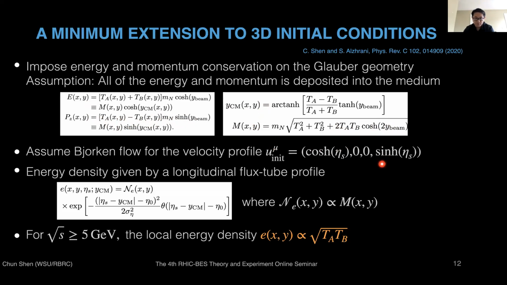Further, we don't want to introduce any parameters. We still assume the velocity profile in the longitudinal direction to be the Bjorken flow, and the energy density profile is a flux tube along the longitudinal direction. Through these assumptions, the normalization of the energy density profile, which is usually a free parameter in the model, is directly linked to the invariant mass and constrained by total energy conservation. So it's not a free parameter anymore. For 5 GeV and above, where the Lorentz factor is much larger than 1, we found that the energy density in the transverse direction in this model is naturally proportional to the square root of TA times TB scaling. This is a scaling that came out of a global fit using Bayesian analysis to the RHIC data, so with these assumptions, square root of TA TB comes out naturally from the model.